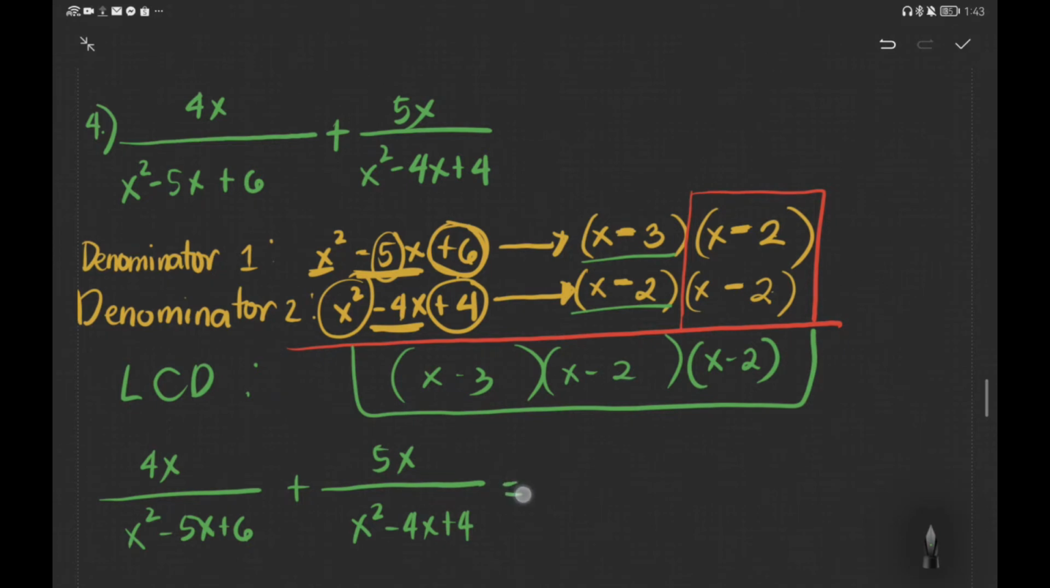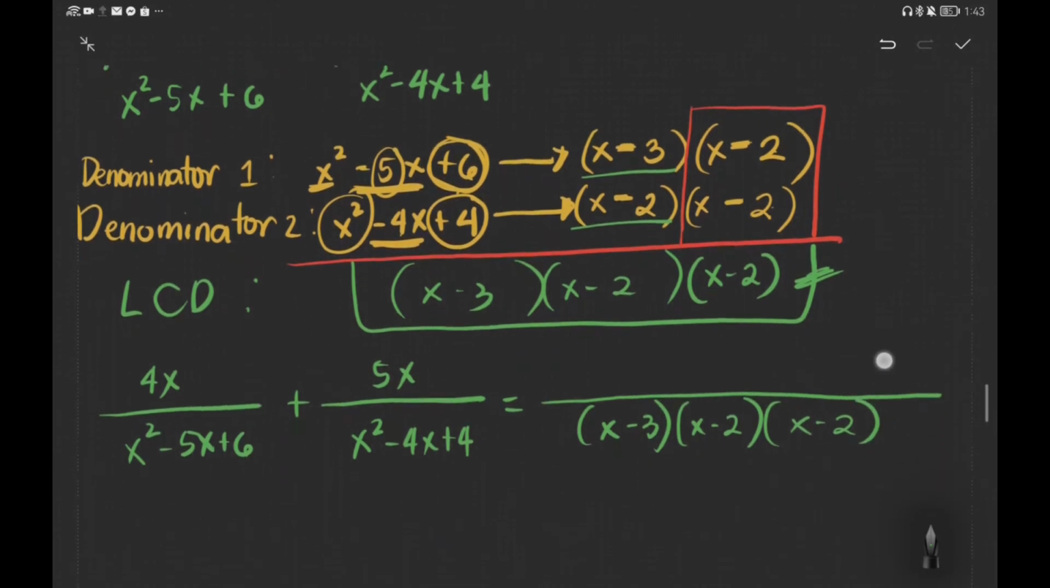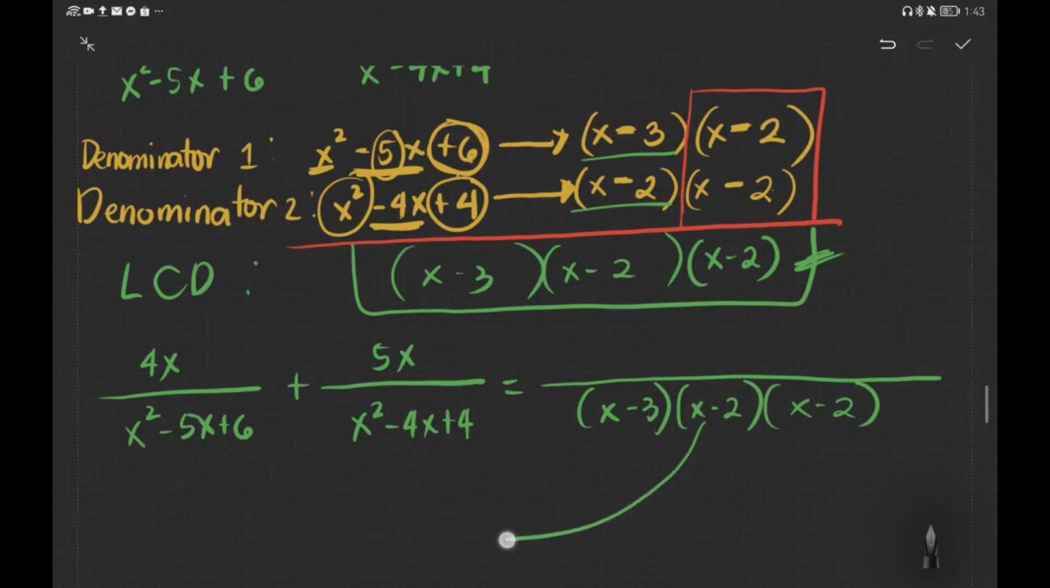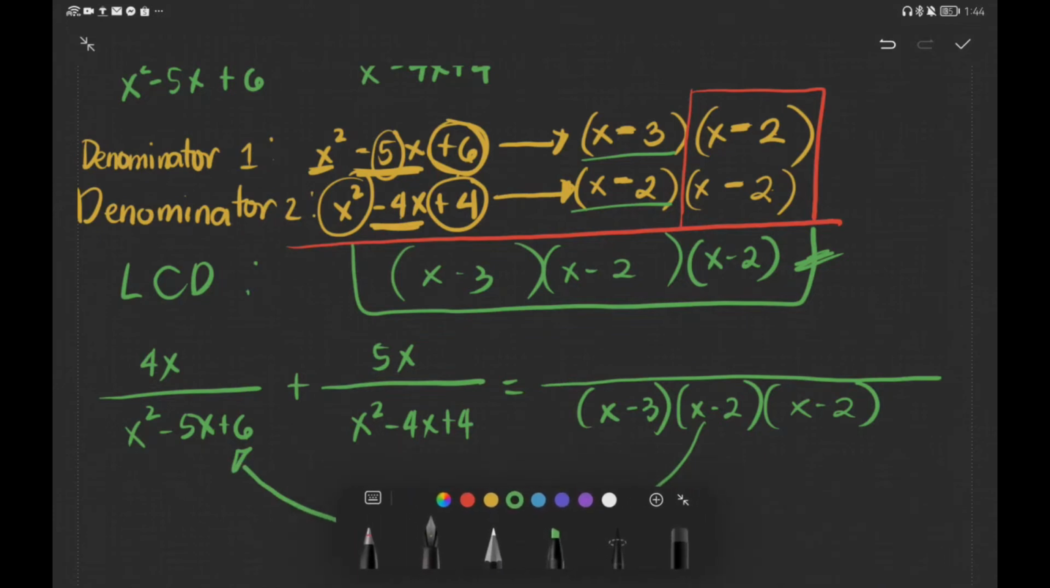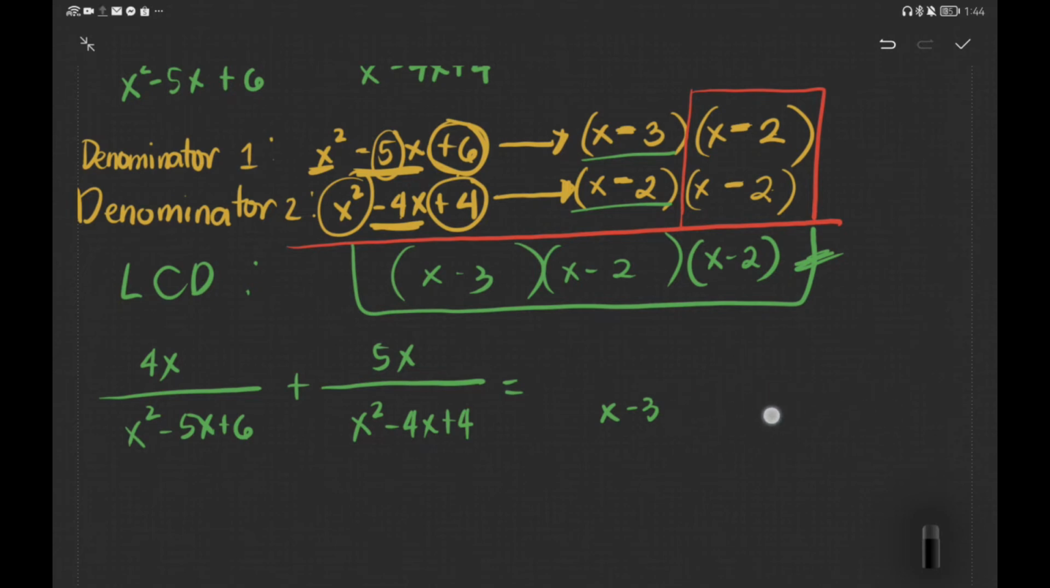Plus 4. Then we write the LCD, that is x minus 3 times x minus 2 times x minus 2. Now, this one we will divide. But let's write it first in factored form. Let me erase this first. We will rewrite the denominator into factored form.